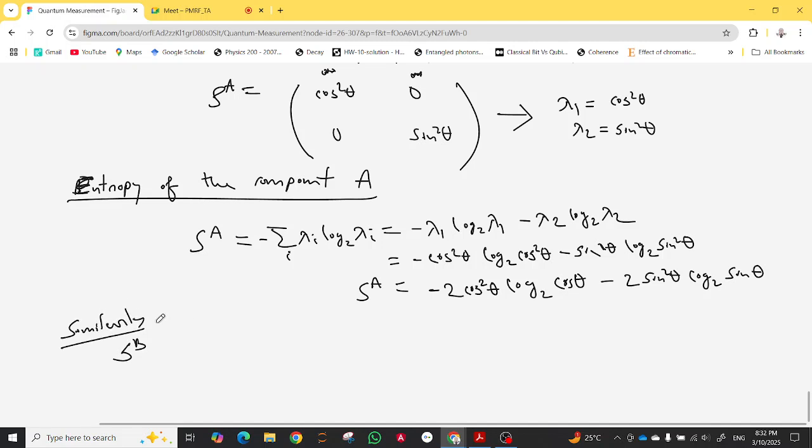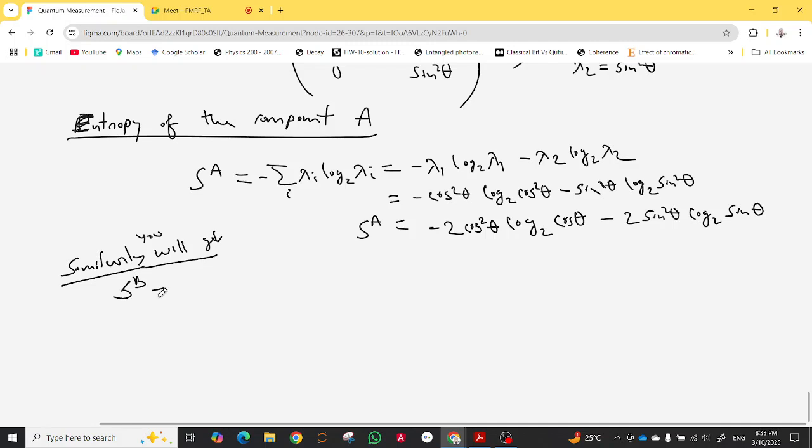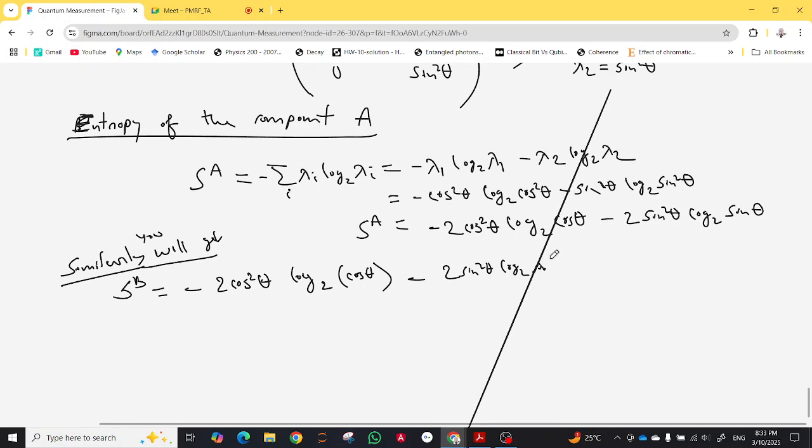Similarly, you will get SB. You just now take the trace over A, the partial trace, and you will get SB like this: minus 2 cos square theta log 2 base cos theta minus 2 sin square theta log 2 base sin theta. Same as SA.